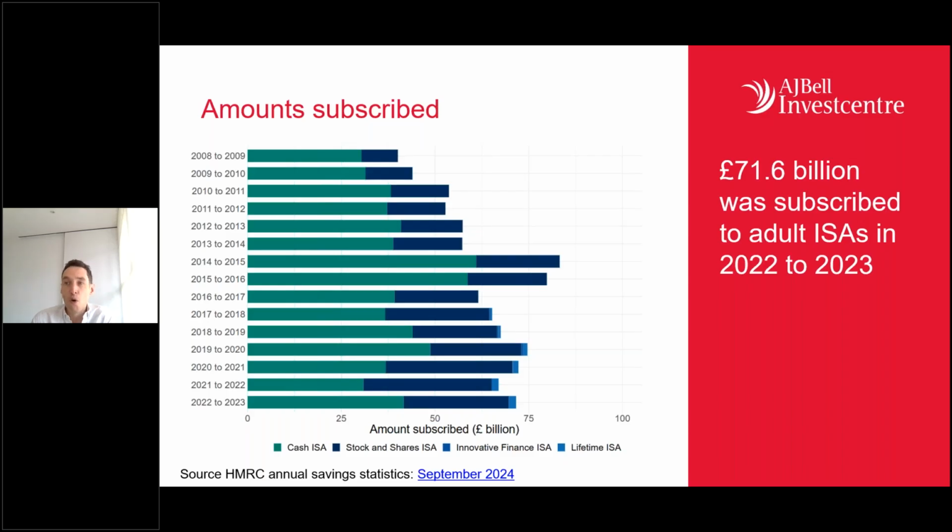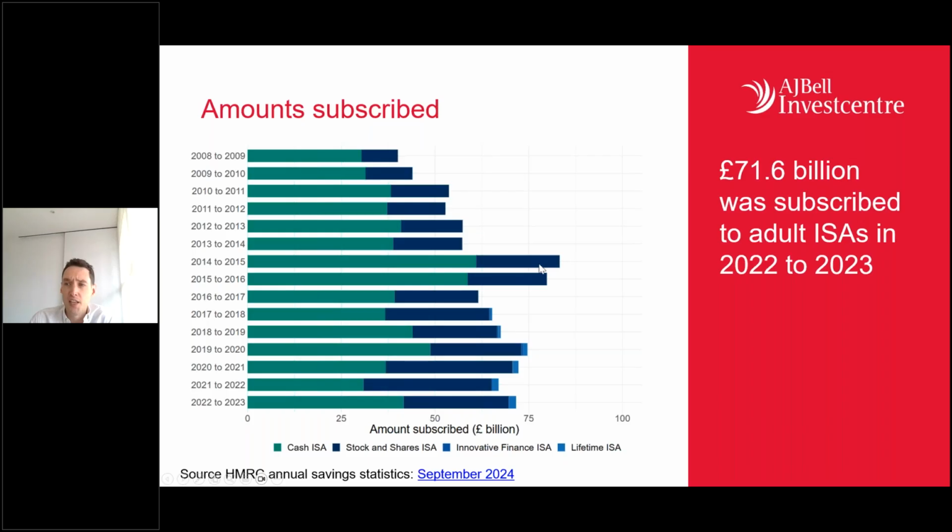So if you just look at the popularity of ISAs, or try and measure the popularity, this is just a snapshot from the published statistics from HMRC, the latest figures back in September last year. As you'll see, this bar graph is the amount subscribed to ISAs each tax year, and it's been consistently fairly high numbers, going all the way back to 1999. In the last tax year that we've got figures for, 71.6 billion was paid into adult ISAs, so pretty big sums of money. It's been fairly consistent over the years.